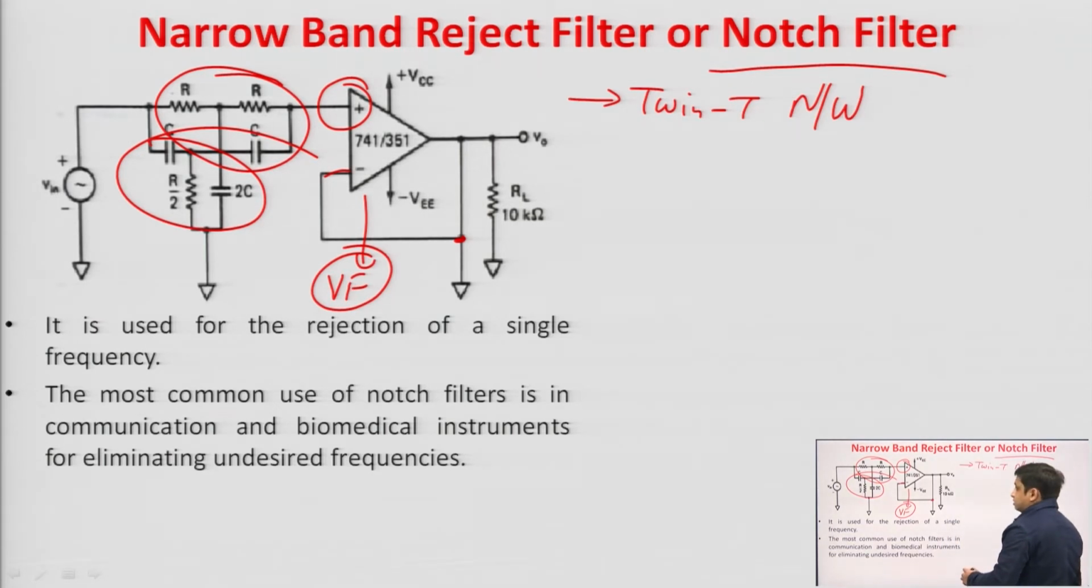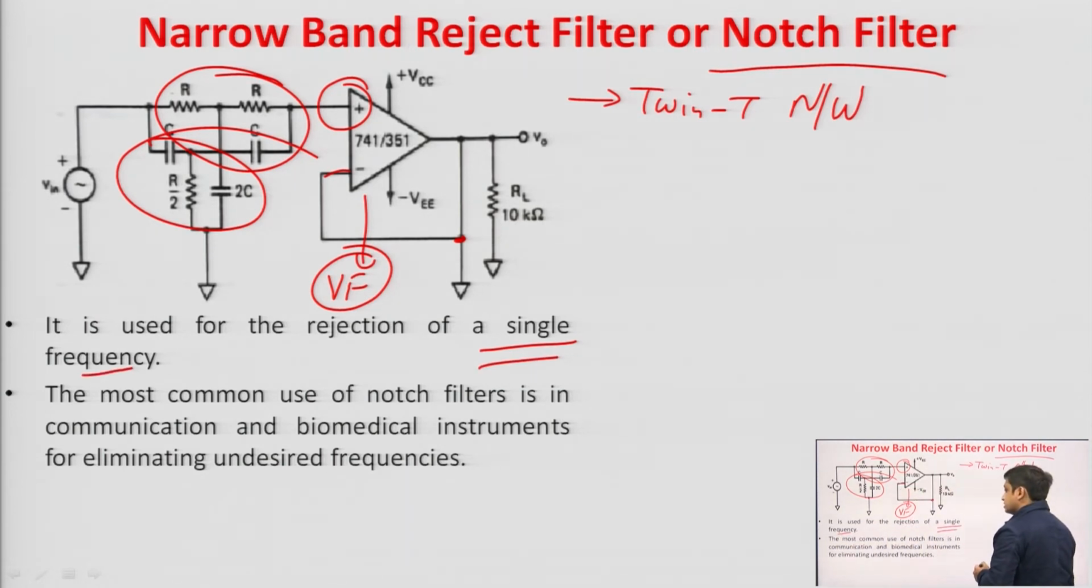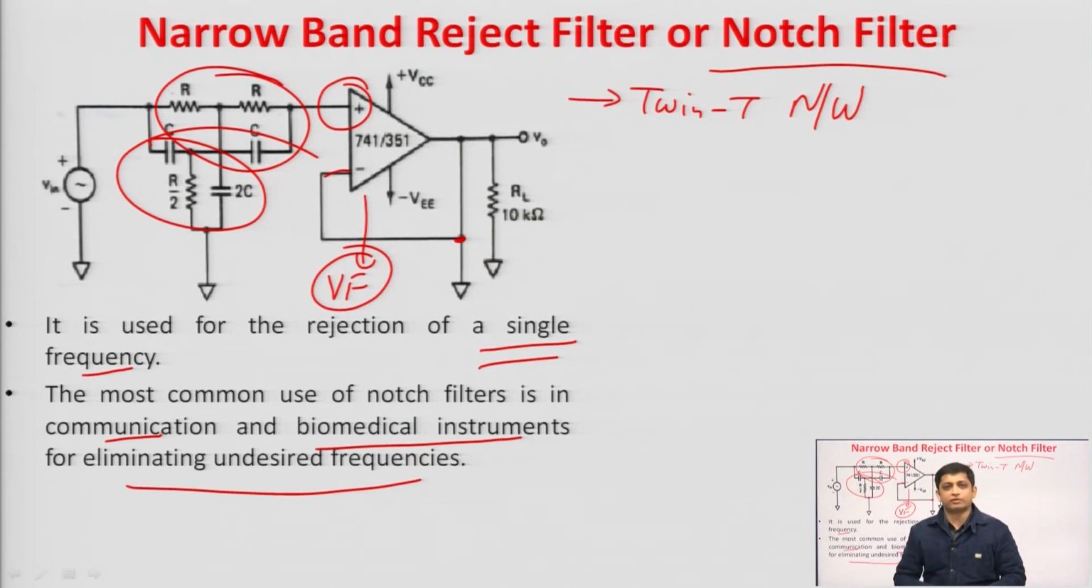So, the concept of this notch filter is it is used to reject a single frequency. Like in wide band reject filter, it rejects a particular band of frequency, but this narrow band reject filter, that is notch filter, it rejects a single frequency. And the most common use of notch filters is in communication and the biomedical instruments for eliminating undesired frequencies, because if we know that at a particular frequency there is a lot of noise, we want to reject that particular frequency.